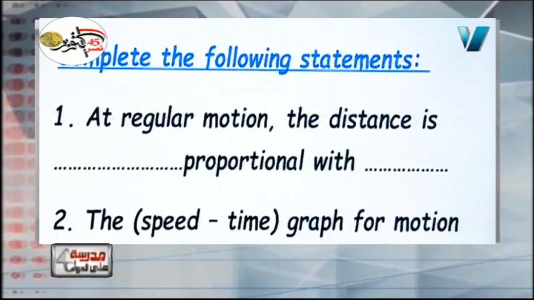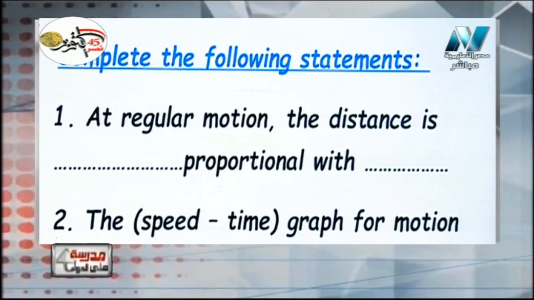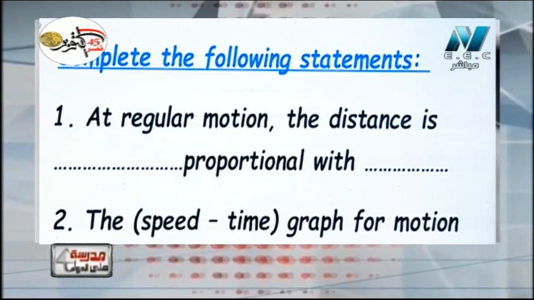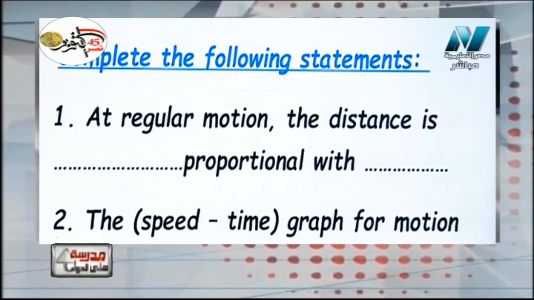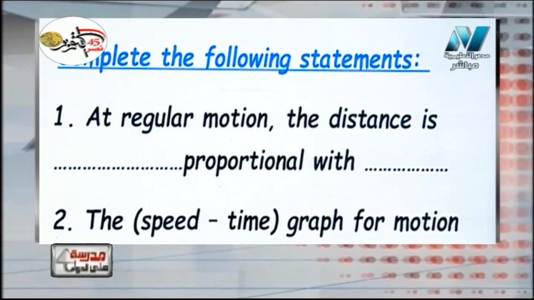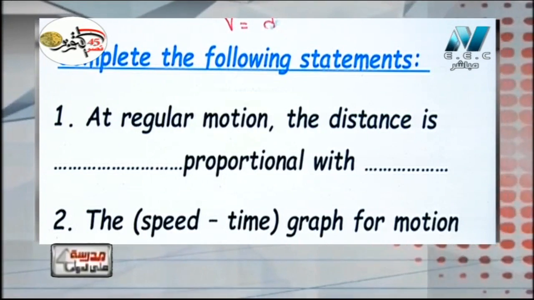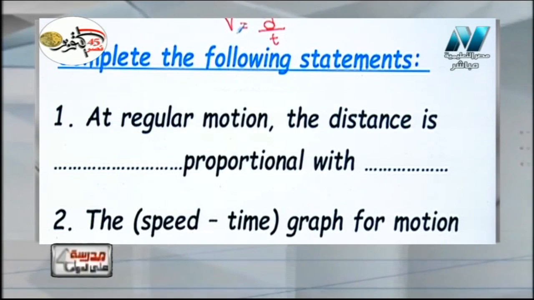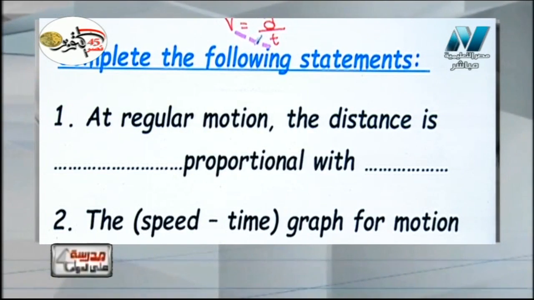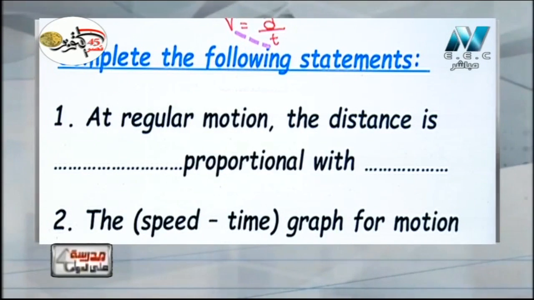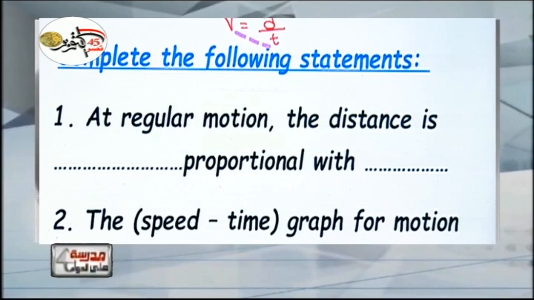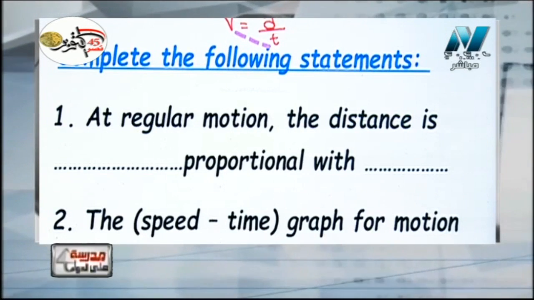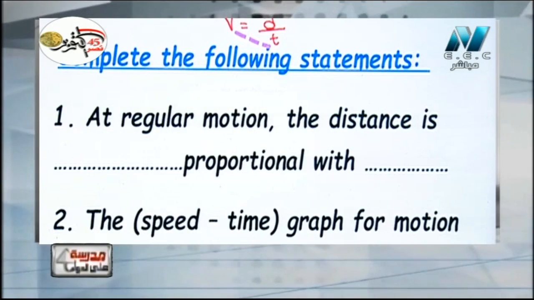Okay, so if we have to write some questions here, such as complete the following statements. At regular motion, the distance is what? Proportional with what? As we have, we go back to the previous lesson. We have V equal D over T. Yes? So we have a relation between speed and distance, and we have a relation between speed and time. So the relation between speed and distance is on the same line, as we see. Right? So the relation is directly proportional, which means if the speed increases, the distance will increase also.